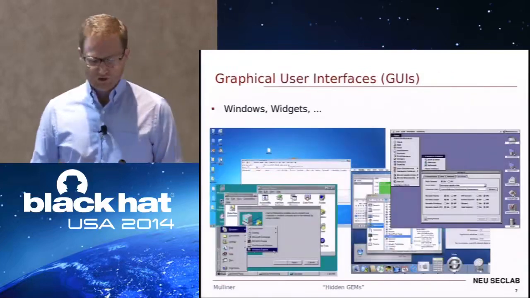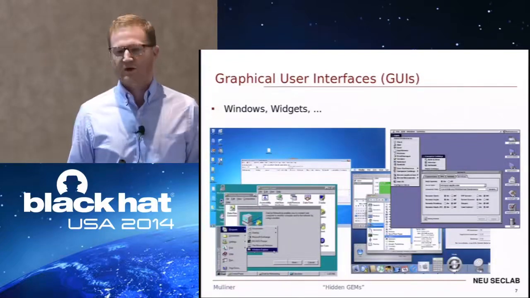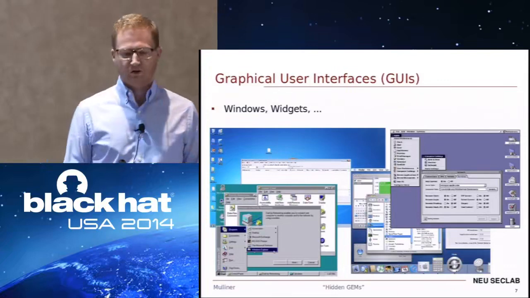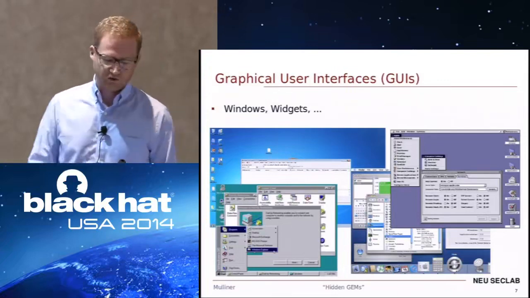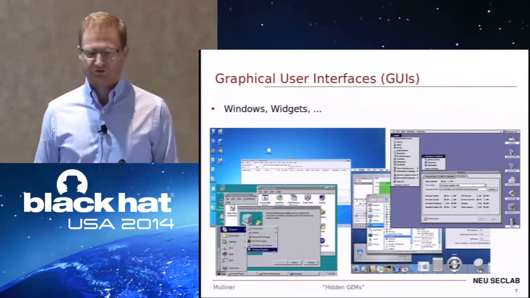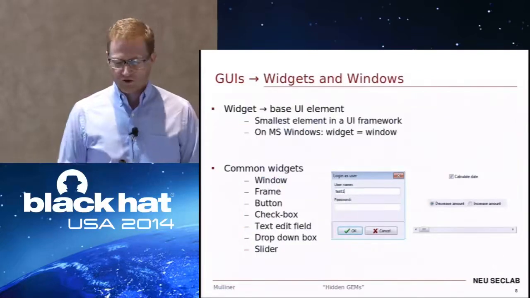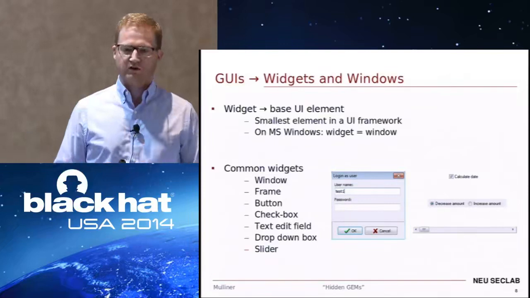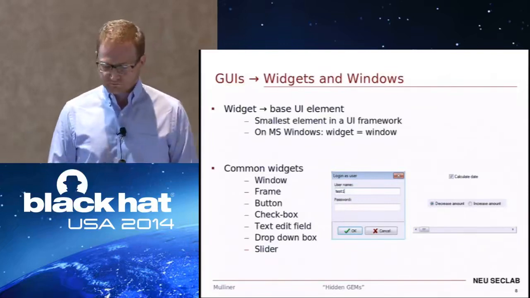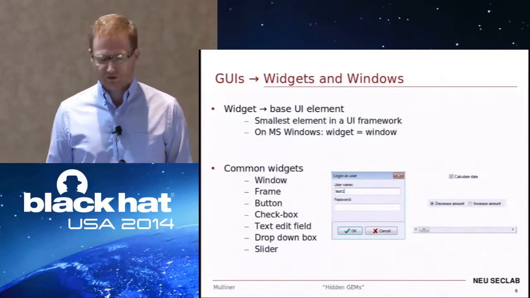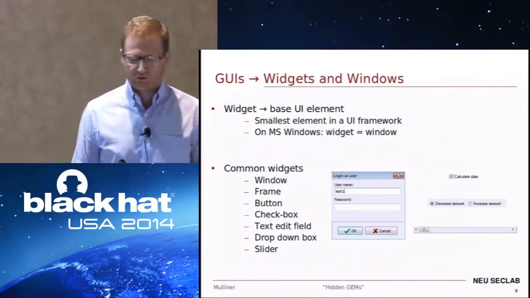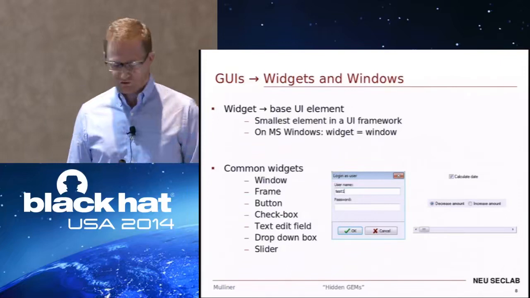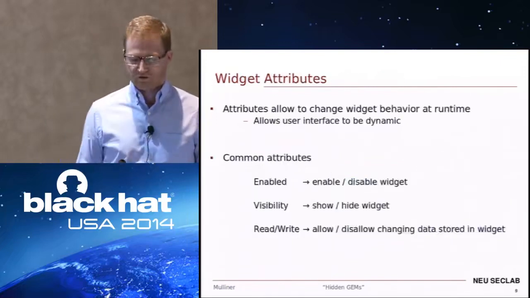So, a graphical user interface is basically a collection of windows and widgets. On Microsoft Windows, a widget is a window. They just use other terms, but basically the smallest element is a widget. It is a base element, meaning the smallest thing you can address within a UI framework. And you all know the really common widgets like a window, a frame, a button, a checkbox, a text edit field, a drop down, a slider, and so on. It's really the basic things.